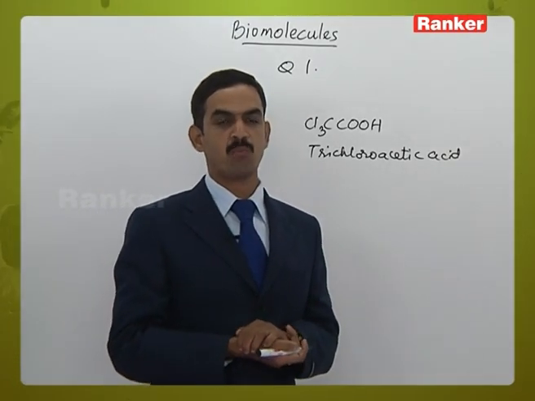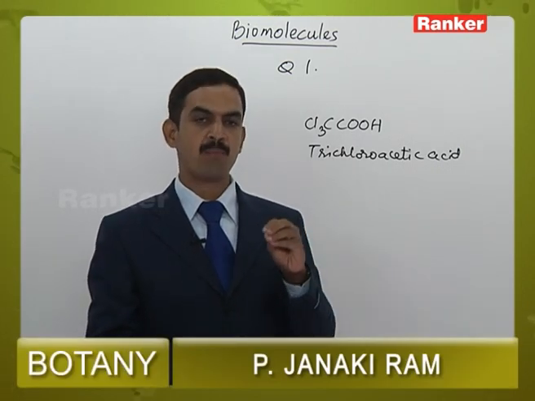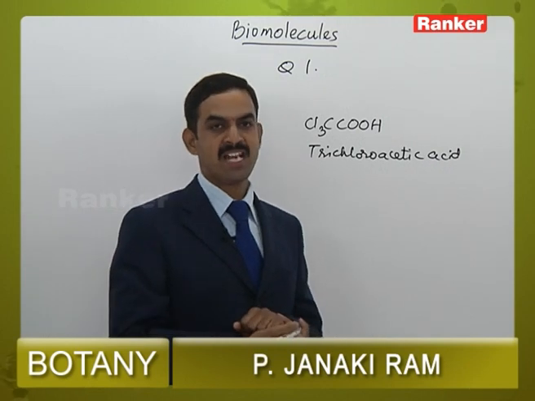This is trichloroacetic acid, which is a chemical used for analyzing or knowing about the presence of various types of organic compounds present in a plant cell or a part of vegetable or a part of liver, that is, in the animal cell.